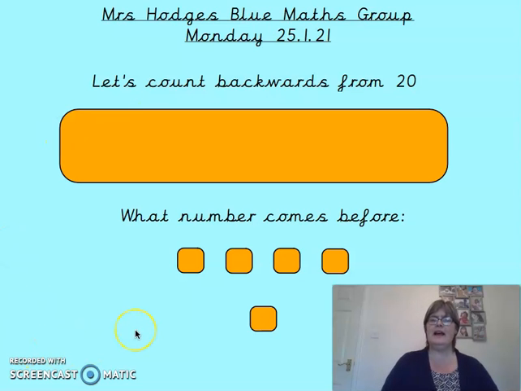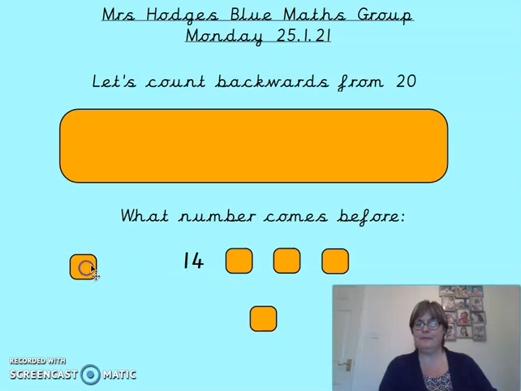Now, as well as that, I've got a little question here and it says, what number comes before? You can see I've just covered up the counting that we did. We've just counted backwards, so now we're going to see if we can remember what we know. Have a look at this number. What number comes before this number? Hopefully you're telling me that the number 13 comes before the number 14. Let's try the next one.